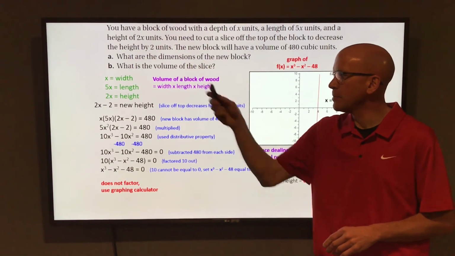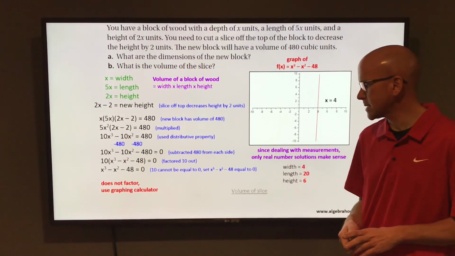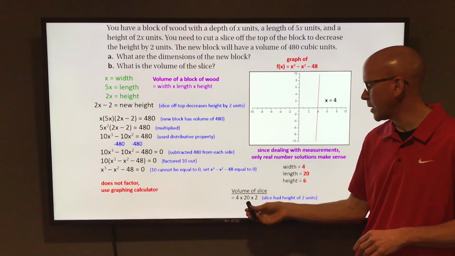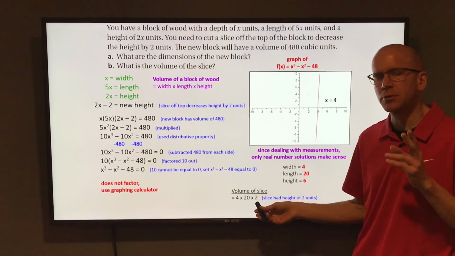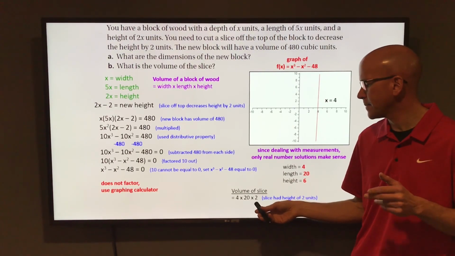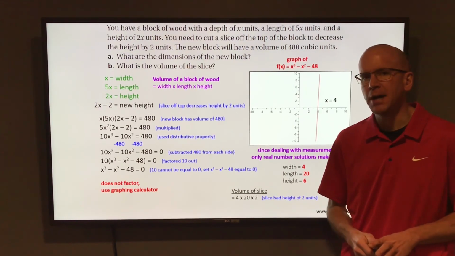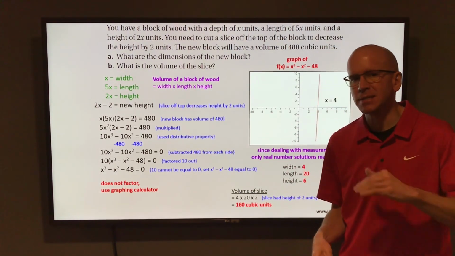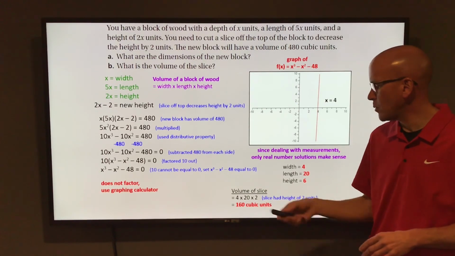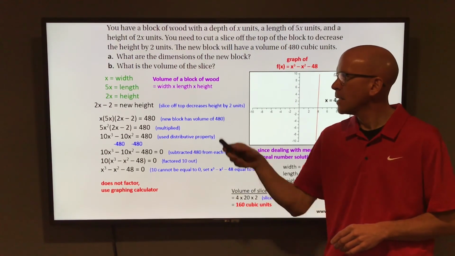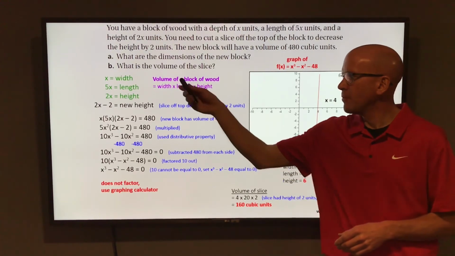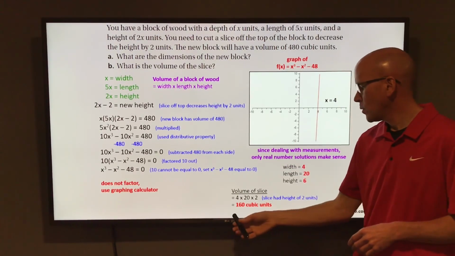What is the volume of the slice? So the slice that was cut off, the volume of that would be 4 by 20 by 2. You cut a 2-unit slice off. So 4 by 20 by 2, in other words, width times length times that slice that was cut off would be 160 cubic units. So the dimensions of the new block, again, 4, 20, and 6. The volume of the slice would be 160.